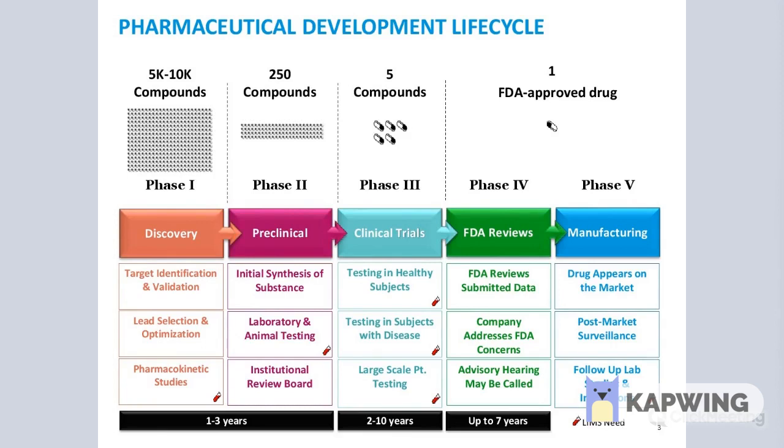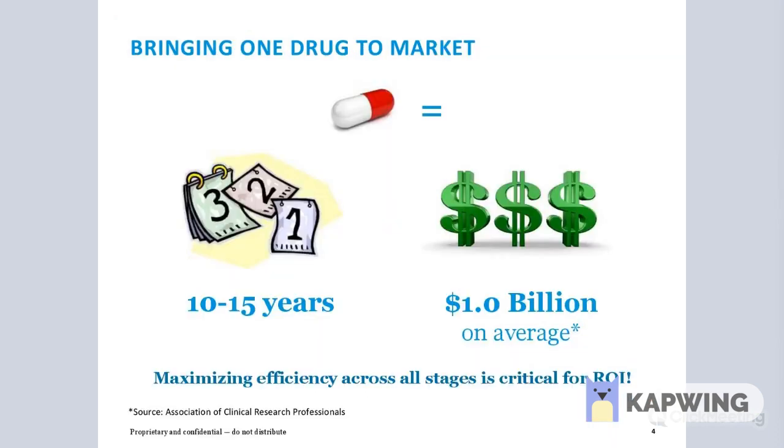Any issues found during the manufacturing process can prevent you from getting your drug to market, or even worse, it could be pulled from the market. On average, it takes around 10 to 15 years and $1 billion to bring one drug to market. As you can imagine, any improvement to make the process more efficient or any system that can minimize the risk of failure can be a significant impact to the bottom line.